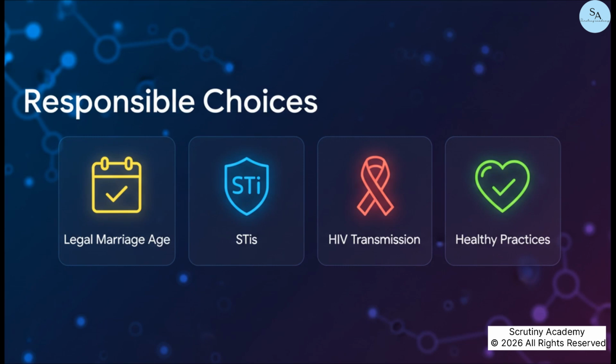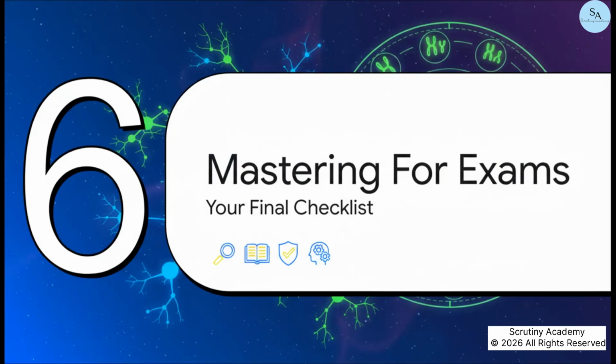First, there are legal ages for marriage, which are there to help ensure people are physically and mentally ready. It's also so important to know about sexually transmitted infections, or STIs. Some are bacterial, like gonorrhea, and others are viral, like HIV. Understanding how they're transmitted, and more importantly, how to prevent them with healthy practices, is a critical part of staying safe and healthy.